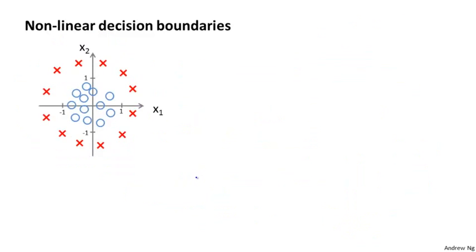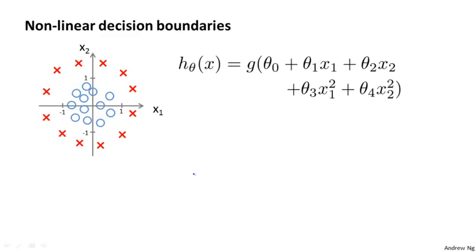Let's now look at a more complex example where, as usual, I have crosses to denote my positive examples and O's to denote my negative examples. Given a training set like this, how can I get logistic regression to fit this sort of data? Earlier, when we were talking about polynomial regression, or when we were talking about linear regression, we talked about how we can add extra higher order polynomial terms to the features, and we can do the same for logistic regression.